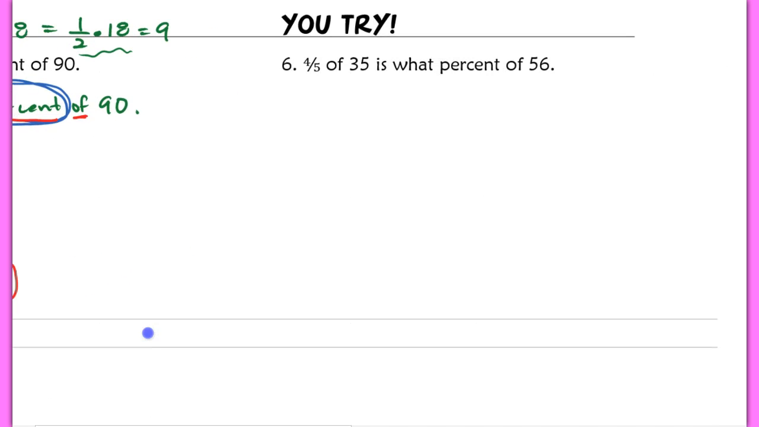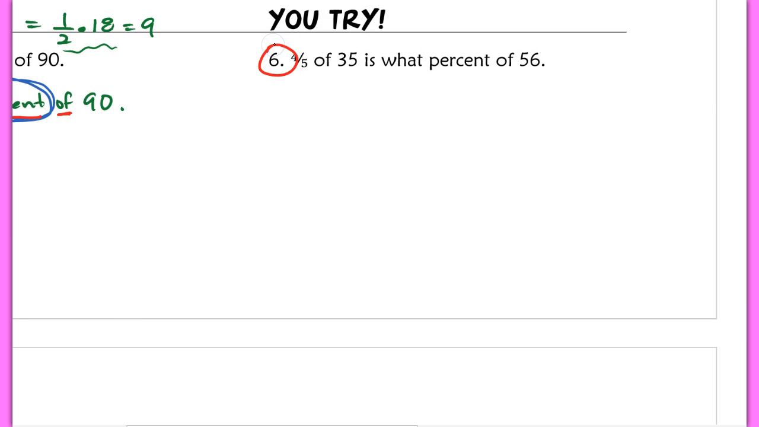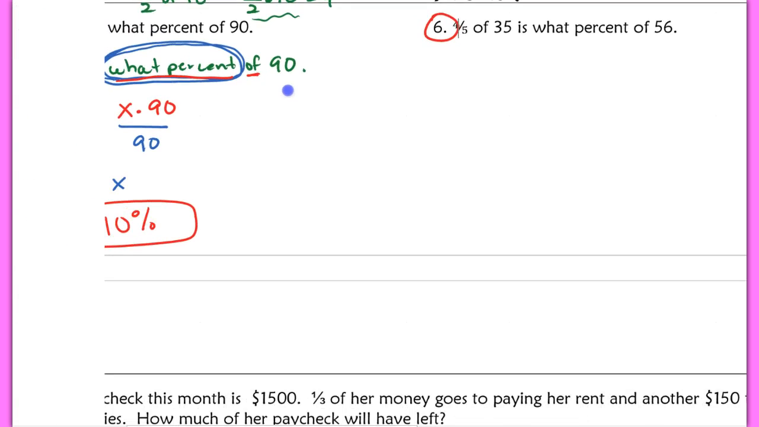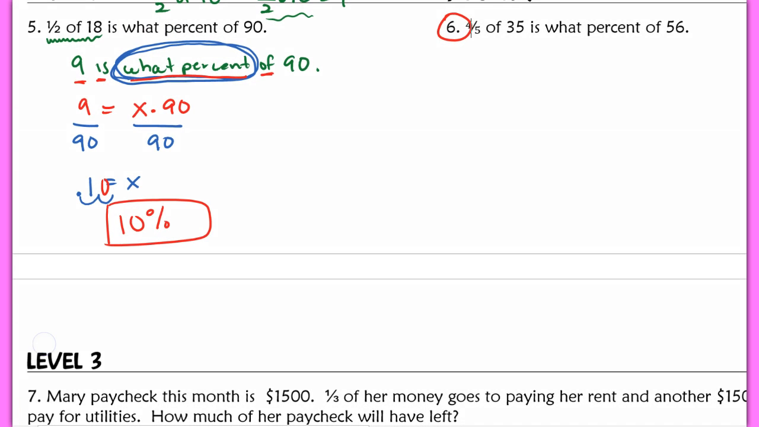Right, now number 6 is something you're going to try on your own. It's very similar to number 5, so just replay something if anything's confusing.